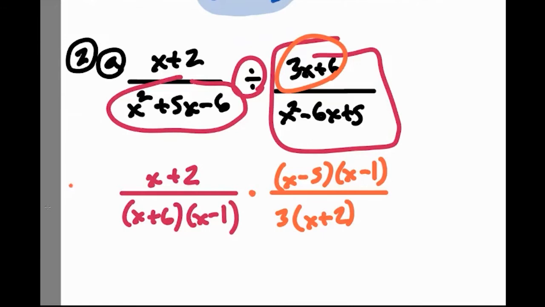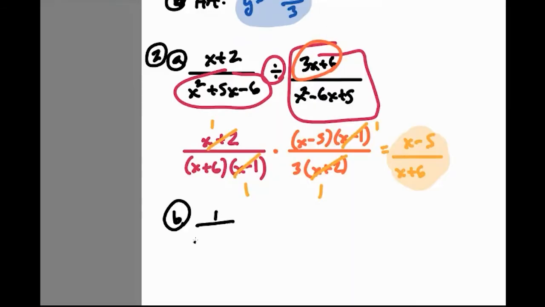The last thing is to just simplify everything. So x plus 2 cancels, x minus 1 cancels here. The only thing that's left on the top is 1 times x minus 5 times 1 is x minus 5. The bottom, the only thing that's left is x plus 6 times 1 times 1. And that's the final answer for that one.